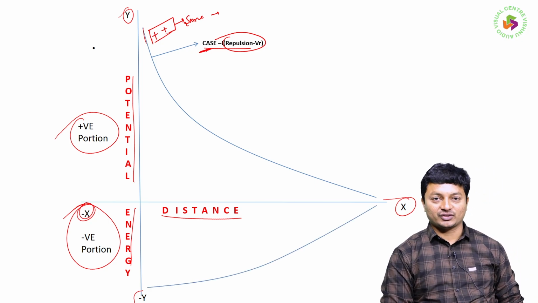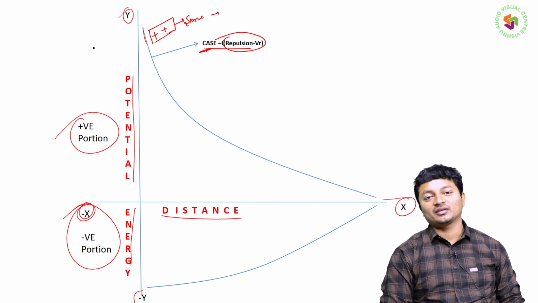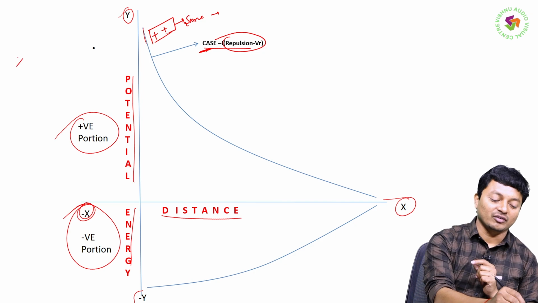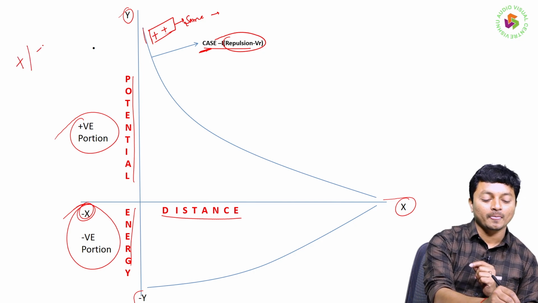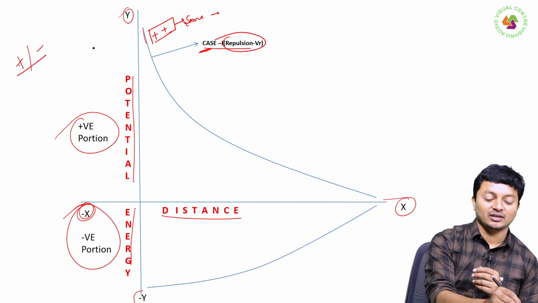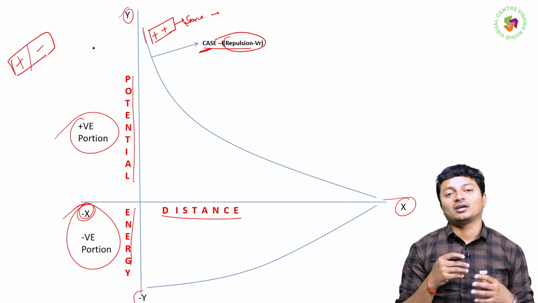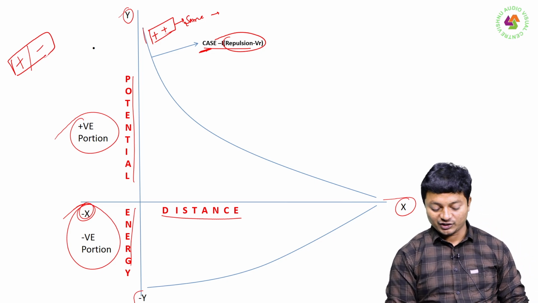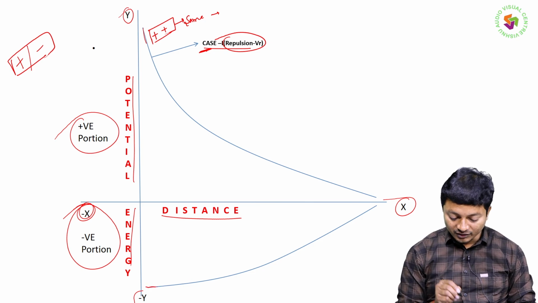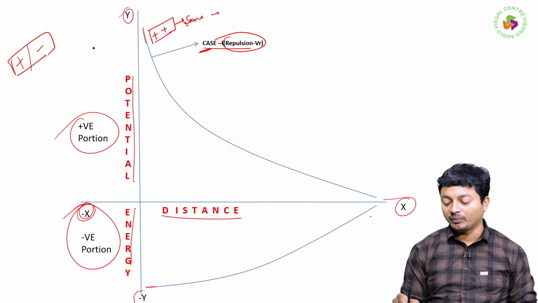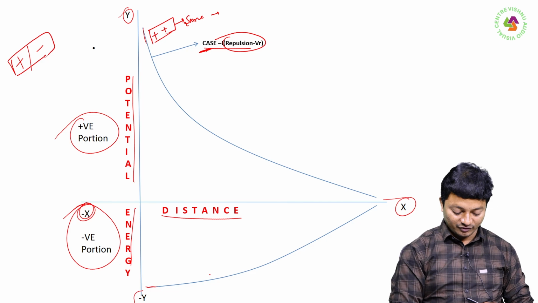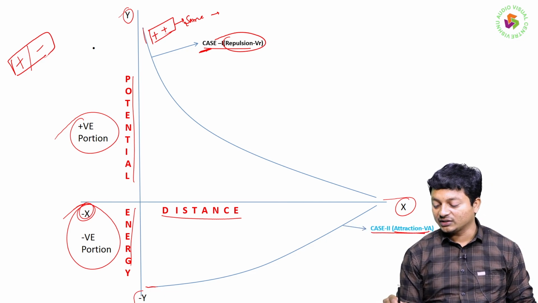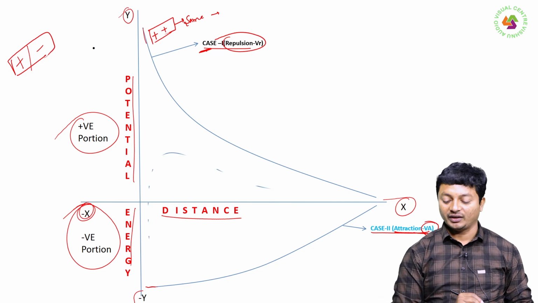And in the second case, we are trying to bring 2 opposite charged particles. Let us take positive and negative. Obviously, the attraction between this positive charge and negative charge will take place, and this case 2 will be represented as this curve. This is case 2, also known as attraction, that is VA.